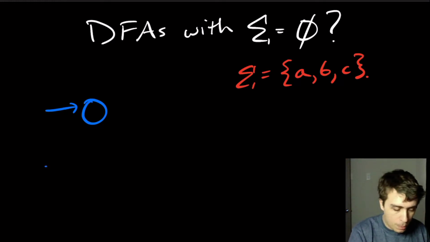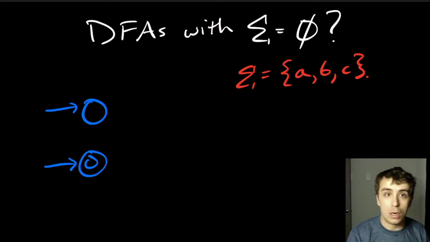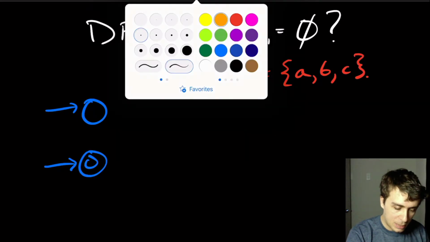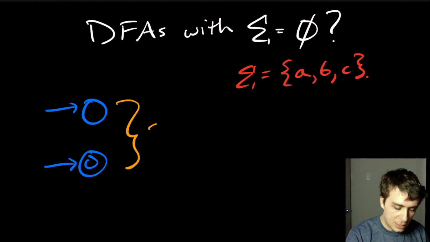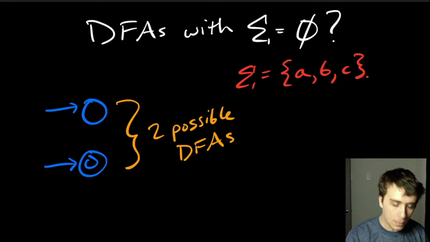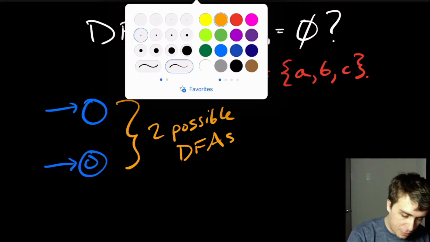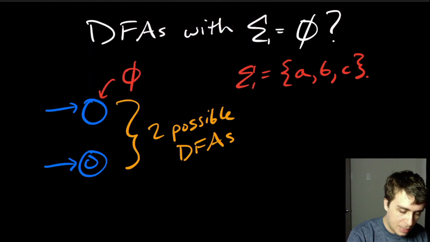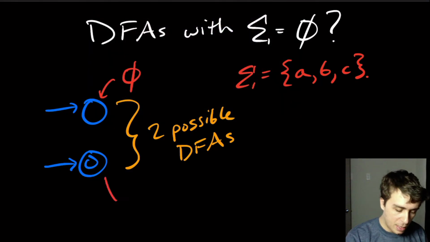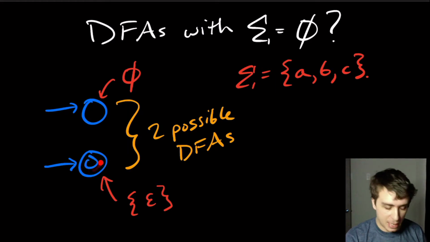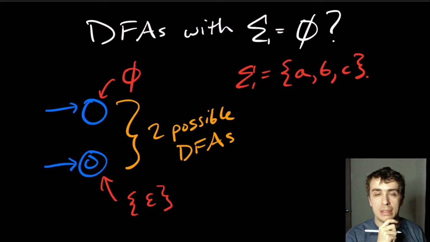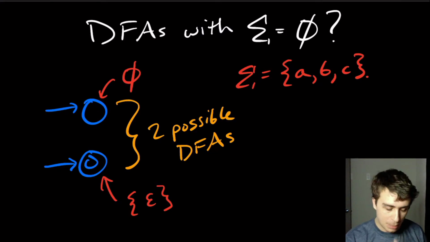So the only two possible DFAs I can have are either a single state, which is not accepting, or one that is. So these are the two possible DFAs here. And obviously the first one's language is the empty set. And that one is just the empty string and nothing else, right? Because it accepts the empty string because the start state is an accept state, but it can't accept anything else, obviously.